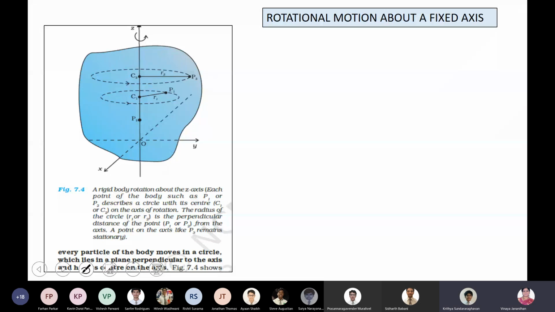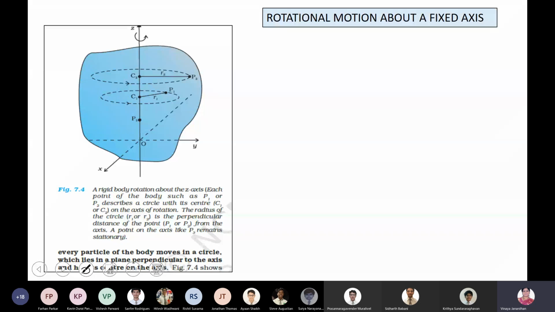Now this is one example of rotational motion where you have a particle P1, P2. Now P1, P2, please understand.